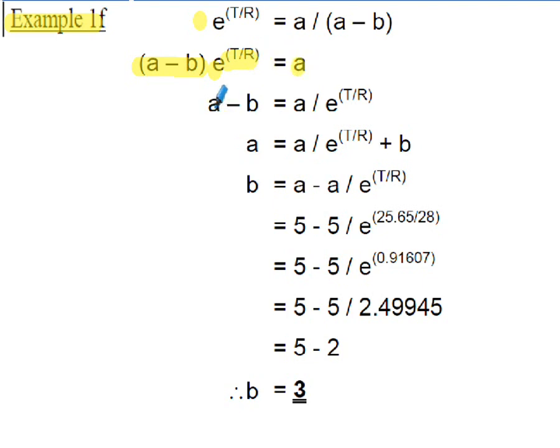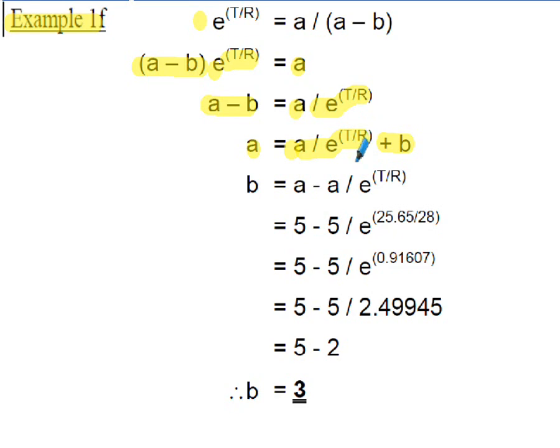On the next line I simply divide both sides by e to the power of t divided by r. So I get a minus b on the left hand side, don't need the brackets now, is equal to a divided by e to the power of t divided by r. On the next line I simply add b to both sides just to make the b positive. Adding b to both sides I get a is equal to the a divided by e to the power of t divided by r plus the b.